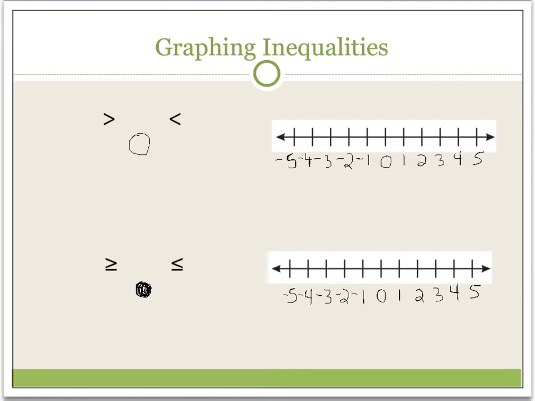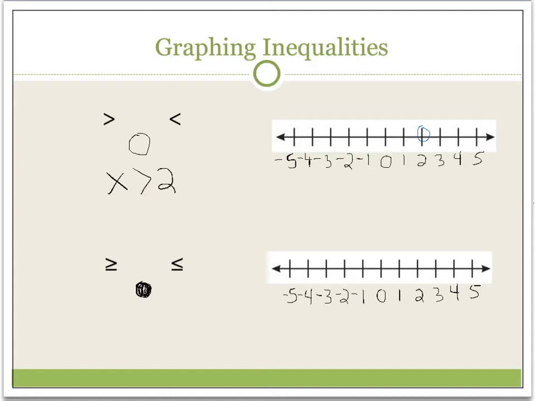So let's take a look at the example. If we started off with x was greater than 2, that's what we talked about on the last slide. If x is greater than 2, then you would use an open circle on the 2. And so I would come to my graph, I would have an open circle on the 2, and then I would have to decide which way to draw the arrow. Do I go bigger than 2 or less than 2? And when you take a look at your statement again, it said x is greater than.